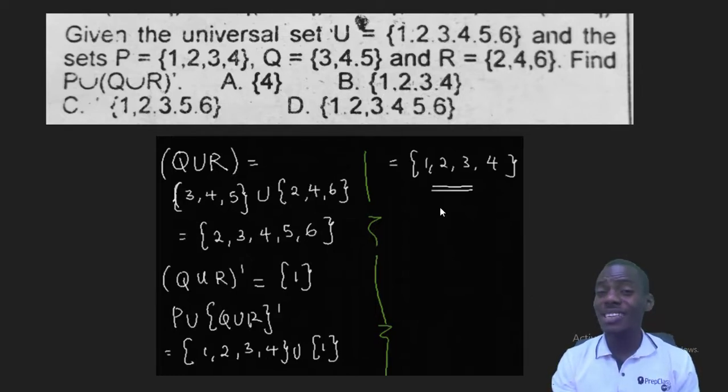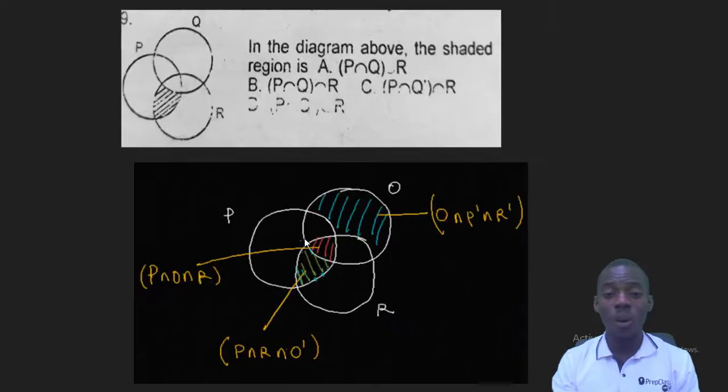But intersection is not everything. If it were Q intersection R, that means what is common between Q and R, which is 4. The intersection is what is common. That is the meaning of intersection. But union is everything without repetition, and that's what we have here.